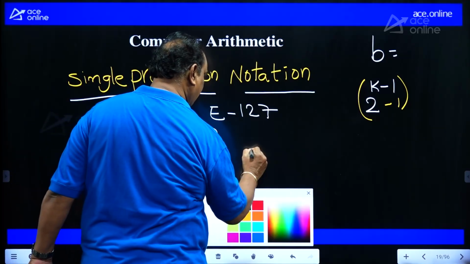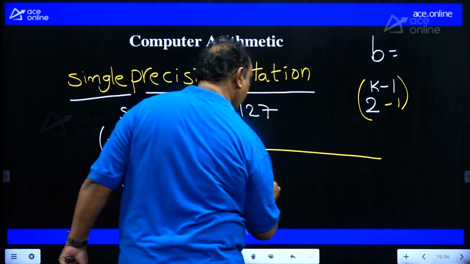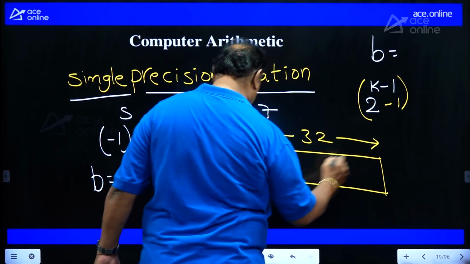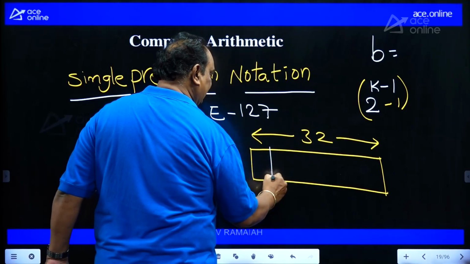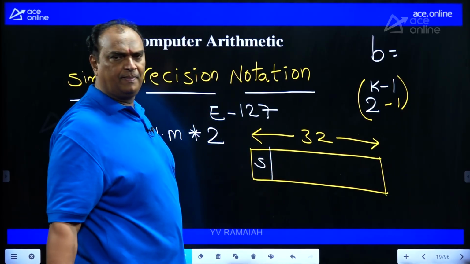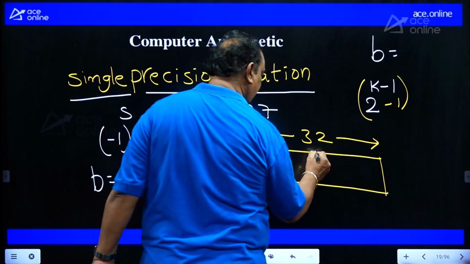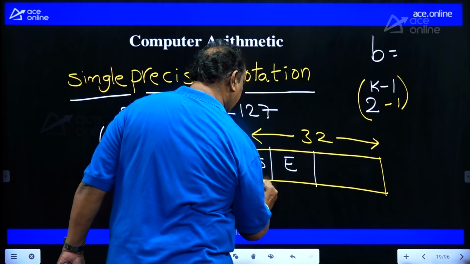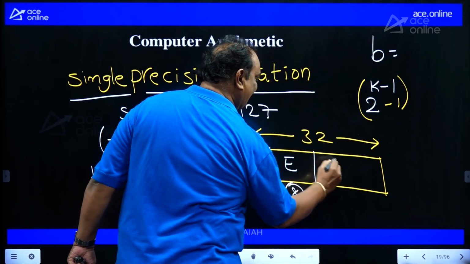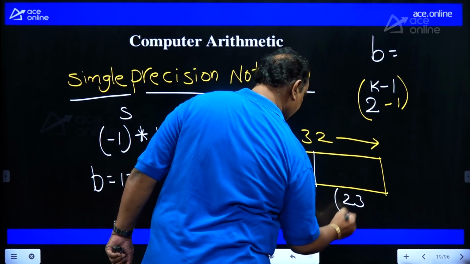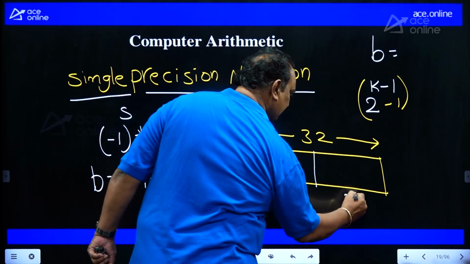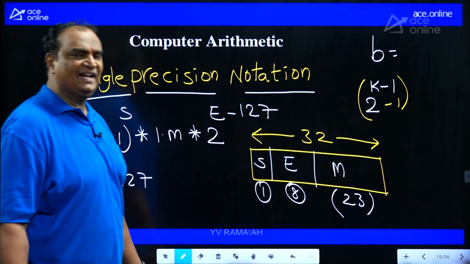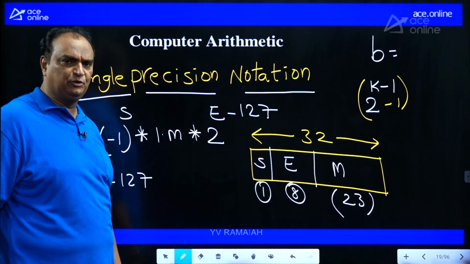Components used in the register. Let this be the register. Register size is 32 bits. In these 32 bits, the MSB is allocated for the sign of the mantissa. Next, 8 bits are allocated for the biased exponent, and the mantissa size is 23 bits. And the mantissa is expressed in signed magnitude form only. Remember this.